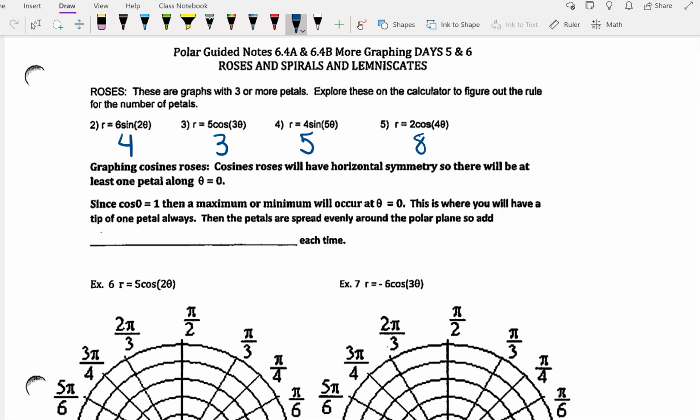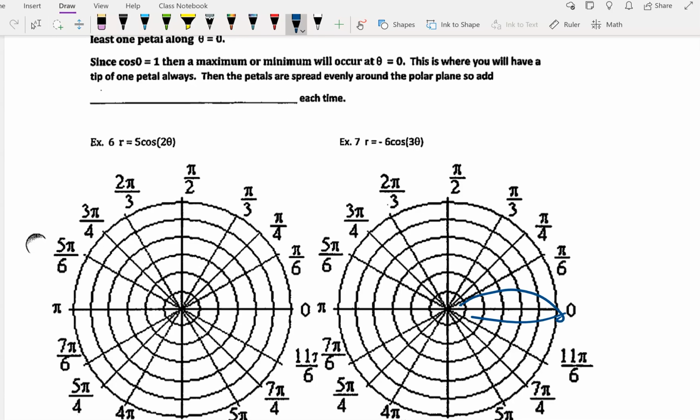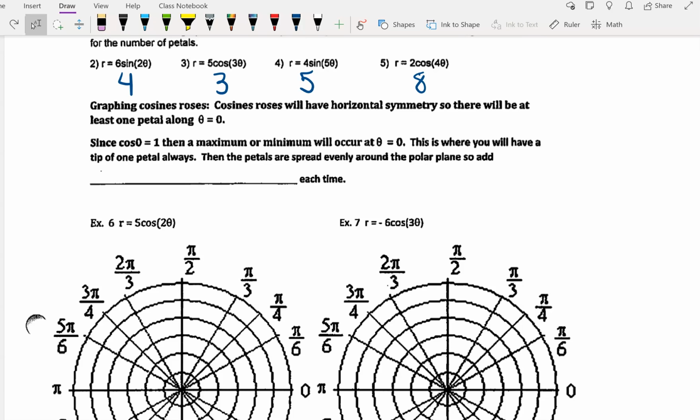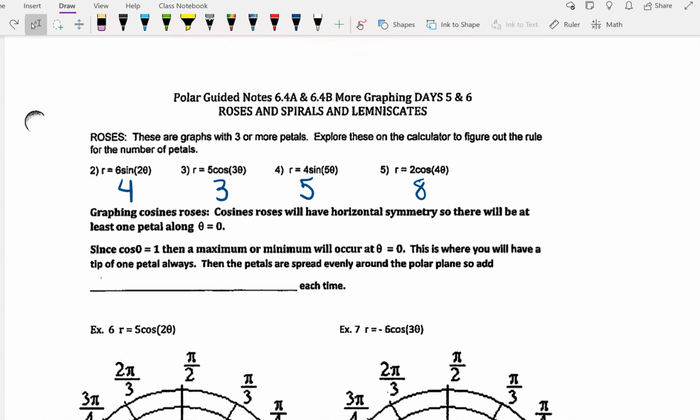In cosine roses, when we have cosine we will always have horizontal symmetry, and there will be at least 1 petal along theta equals 0. So always 1 petal along the pole, so either over here or over there when we're talking cosine. Sine, we will not have 1 on the pole or on the axis. Since cosine of 0 equals 1, the maximum or minimum will occur at theta equals 0. This is where you will always have the tip of 1 petal.